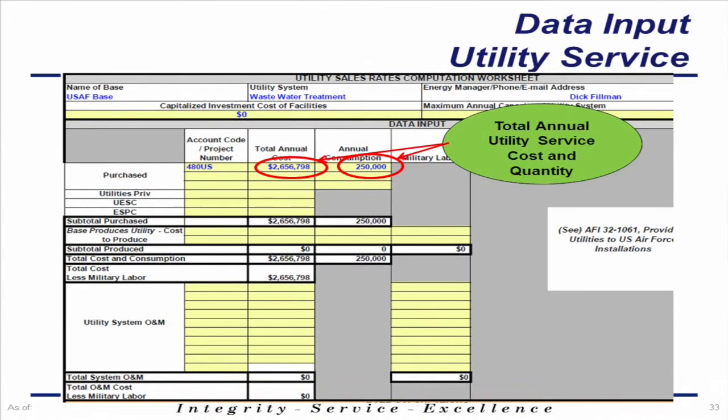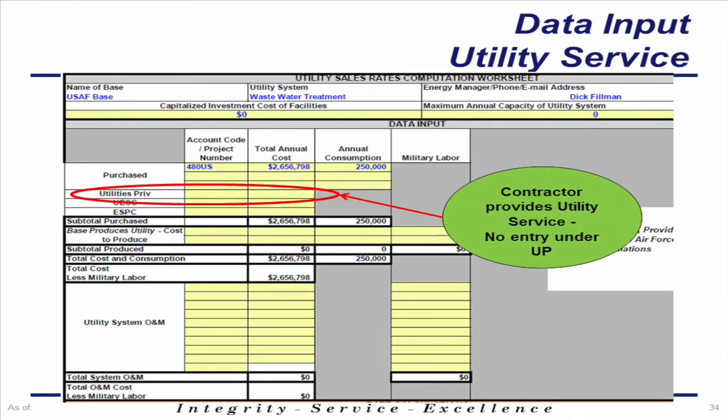Here you see a 3556 example for wastewater treatment service, where the utility service is provided entirely by the contractor. In this situation, the annual cost is entered under purchased utility service. It is not entered under the utility privatization. You can see the total cost and amount of the annual purchase. You can see under utilities privatization there is no entry.